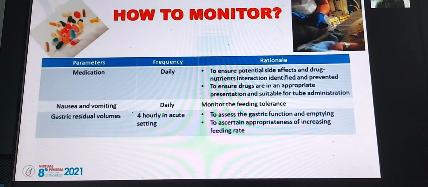It is also important for us to plan about the appropriateness of increasing the feeding rates. For example, for those patients who have high gastric residual volumes compared to the feeding rate, it is not appropriate for us to increase the feeding.